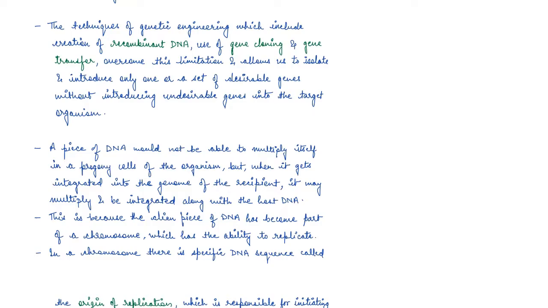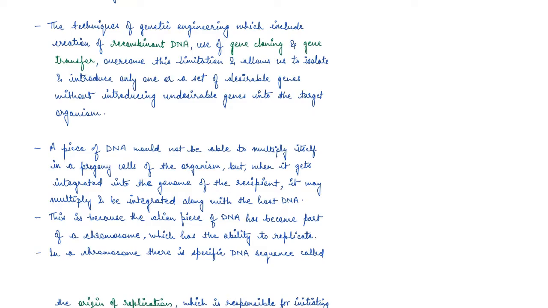Now how we do it is that a piece of DNA would not be able to multiply itself in the progeny cells of the organism, but when it gets integrated into the genome of the recipient, it may multiply along with the host DNA, because the host also has a DNA of its own, right? So if this piece gets integrated with the genome of the host, it might multiply and integrate. This is because the alien piece of DNA has become part of the DNA of the host, part of the chromosome of the host. Now it has the ability to replicate as well, right?